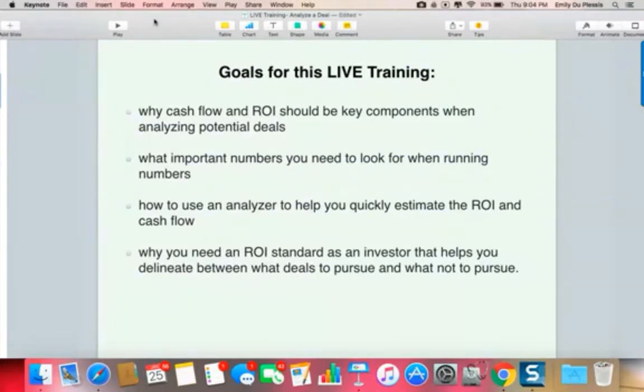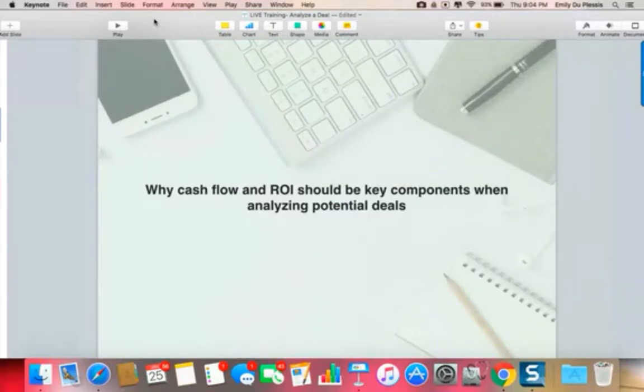So let's go ahead and jump right in and talk about the first thing I want to talk about, which is why cash flow and ROI should be key components when analyzing potential deals.